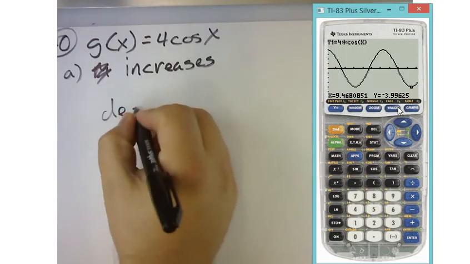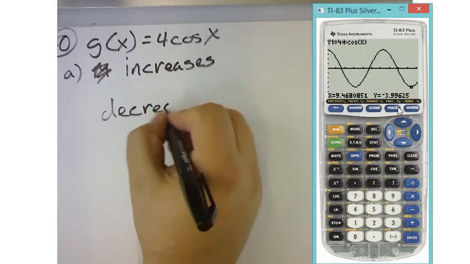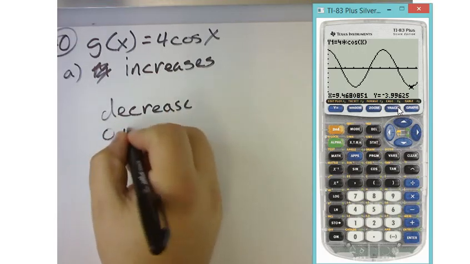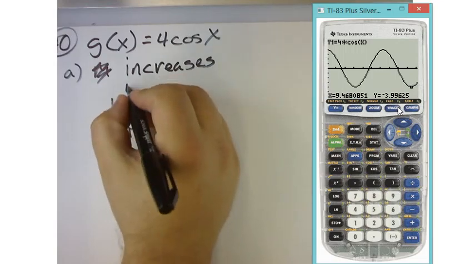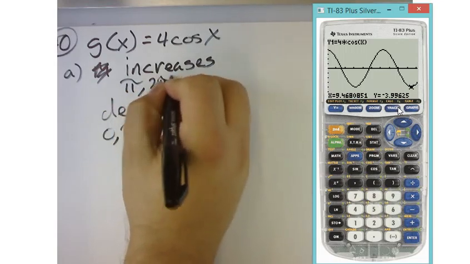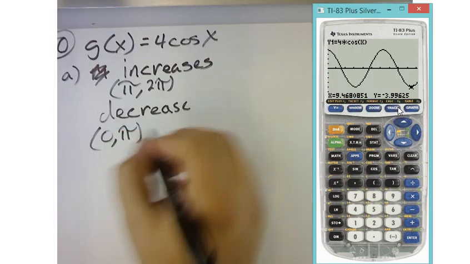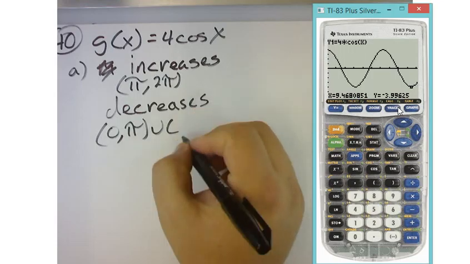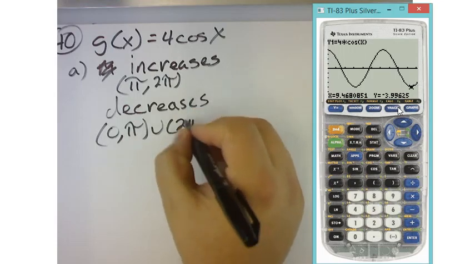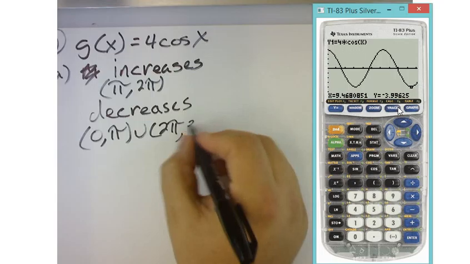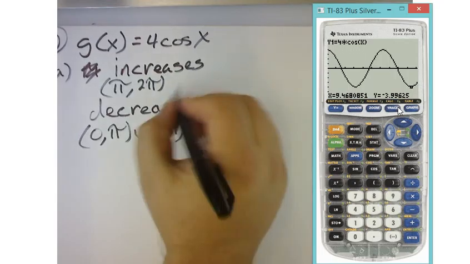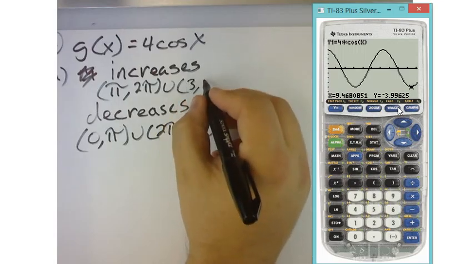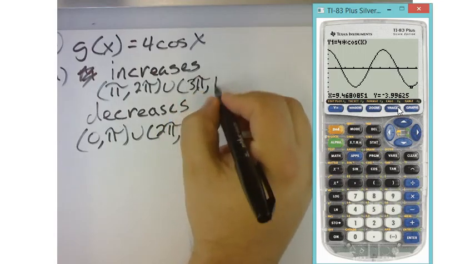So let's start with the decrease. We'll start at 0. It decreases from 0 to pi, and then from pi to 2 pi it increases. Then it increases or decreases from 2 pi to 3 pi. And if you had to guess, what would you write up here? 3 pi to 4 pi and so on and so forth.